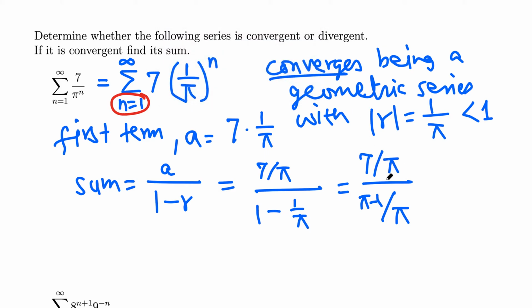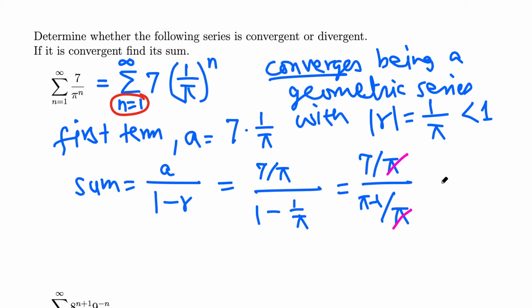Next, 7 over pi divided by pi minus 1 over pi. Change this division into multiplication. This pi and pi cancel. After they cancel, the final answer is 7 over pi minus 1. So if we sum all the infinitely many terms, the sum will be 7 over pi minus 1.